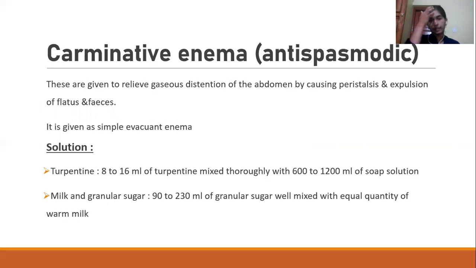Next is carminative enema, or antispasmodic type enema. Here also the word itself tells you it is to reduce gaseous distension of the abdomen by causing peristalsis and expulsion of flatus and feces. It is given like a simple evacuant enema. Here we can use turpentine as a common material: 8 to 16 ml of turpentine mixed thoroughly with 600 to 1200 ml of soap solution. Milk and granular sugar can also be used: 90 to 230 ml of granular sugar mixed with an equal quantity of warm milk. That is common for carminative enema, where we commonly use turpentine.